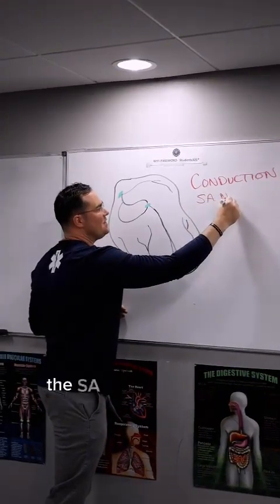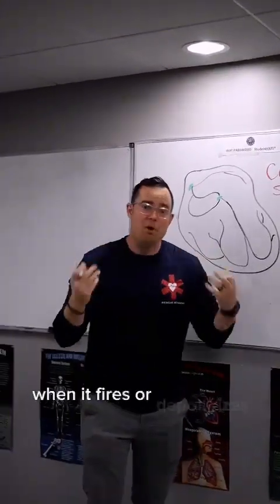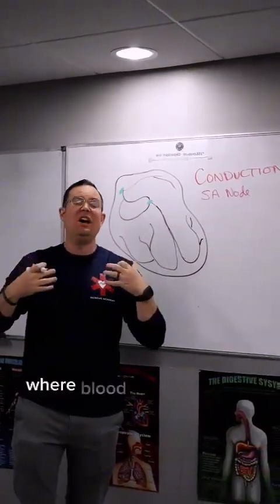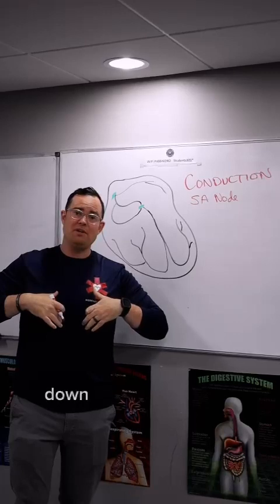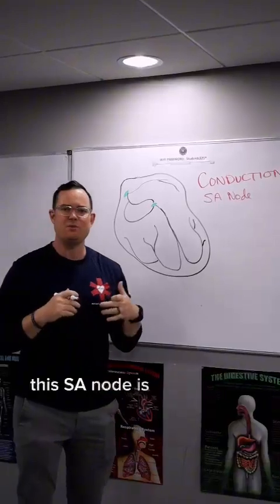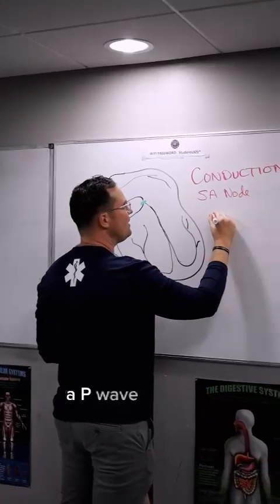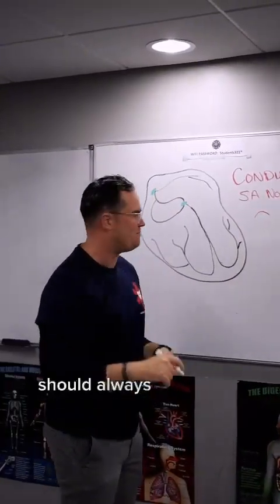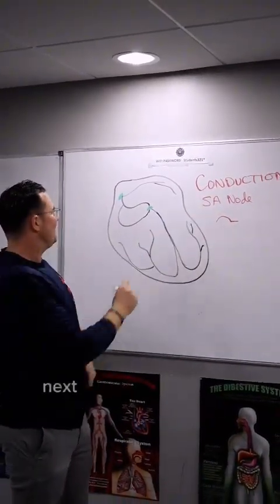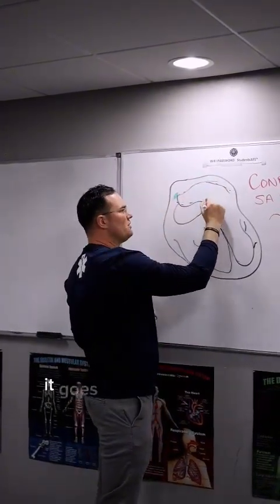Understand the SA node stands for sinoatrial node, and that SA node, when it fires or depolarizes, causes atrial contraction. So the top of the heart, where blood flow goes from the top of the heart down into the ventricles. Now, the first thing I want you to know about this SA node is when we're looking at an EKG, it creates something called a P wave. A P wave should always be upright and round.